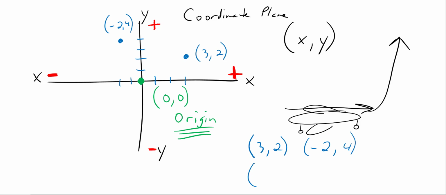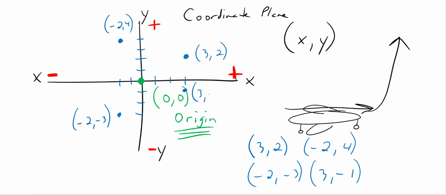Keep going here. How about both negatives? Negative 2, negative 3. Again, it's negative 2 in the x direction, so we're going to the left, and then negative 3 in the y direction. So this is right here, negative 2, negative 3. Pretty easy. Then let's do 3, negative 1. Again, that's 3 in the x direction and then 1 down, so that would be this point right here, kind of in the middle. That's 3, negative 1.